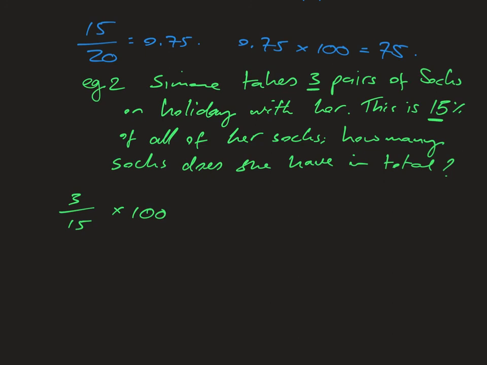And if you haven't got your calculator with you, you can look for common factors and say we divide both sides by 3, and you've got 1 over 5 now, times 100, so that's 0.2 multiplied by 100, which is the same as saying 20 pairs of socks. Lucky old Simone.